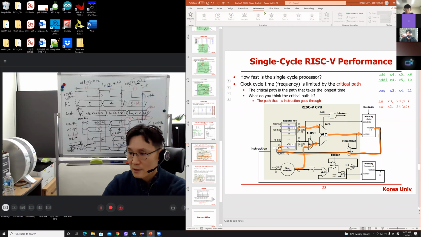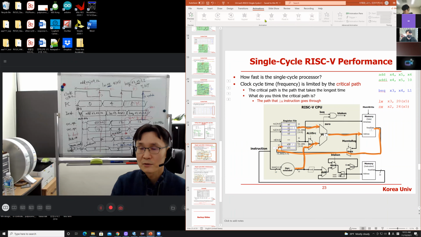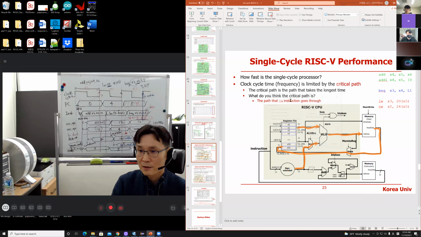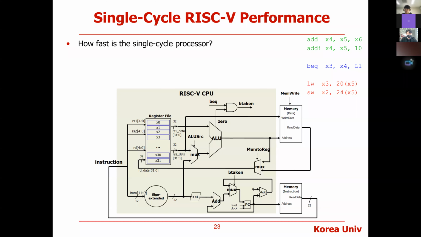Let me use pen to draw the path. Okay, change animation, full screen. So let me use this one. Highlight, ink. For addition instruction, let me use this color for that addition instruction.